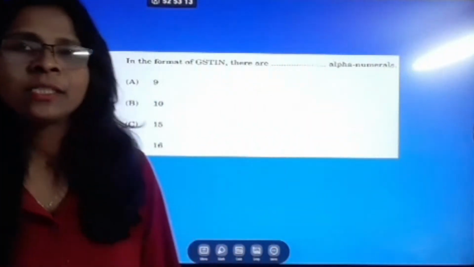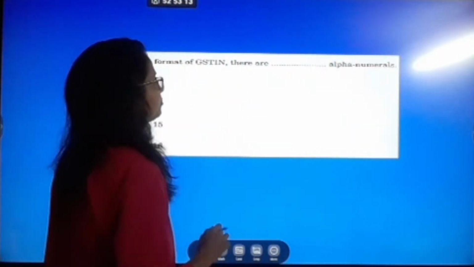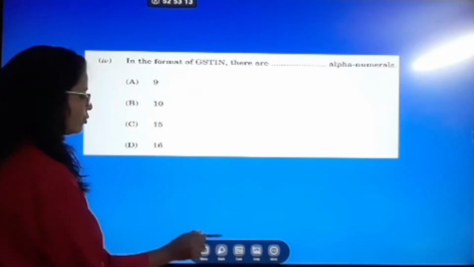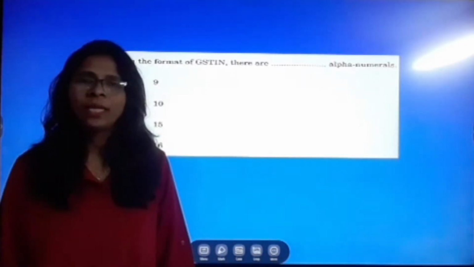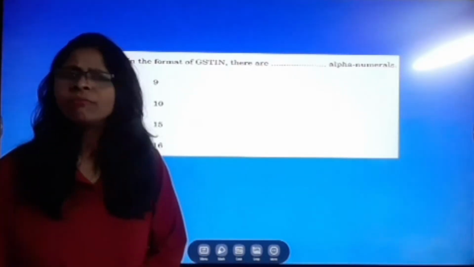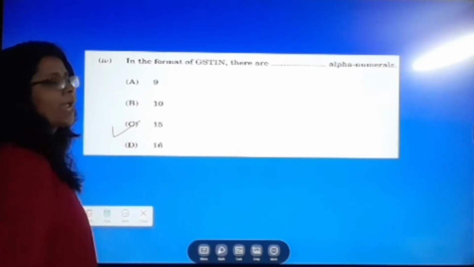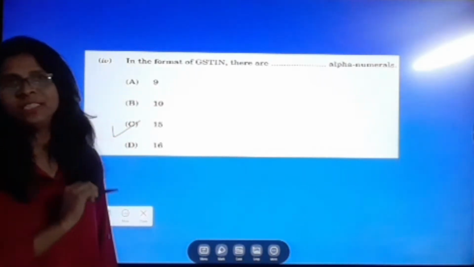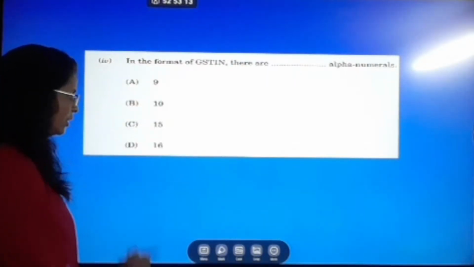Then the next example, students, see the next example. In the format of GST in, there are dash numerals. Now here students, very easy question. We know that the GST in has 15 alphanumerals. So here our correct option is C, and the answer is 15. Correct option is C. Okay, then next one students.